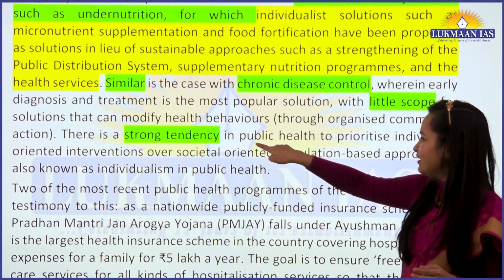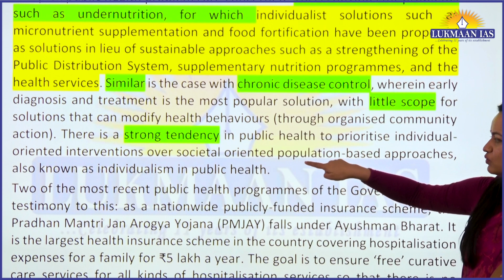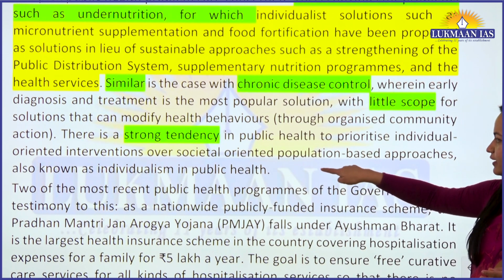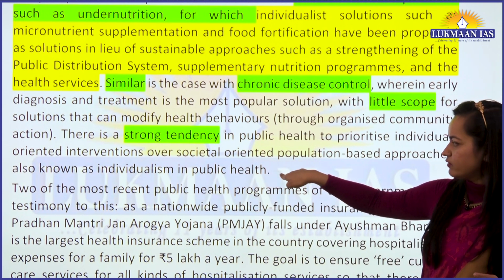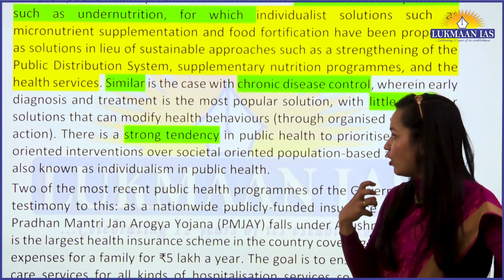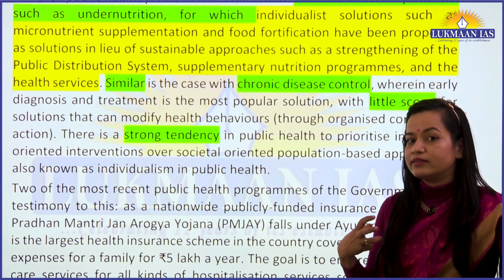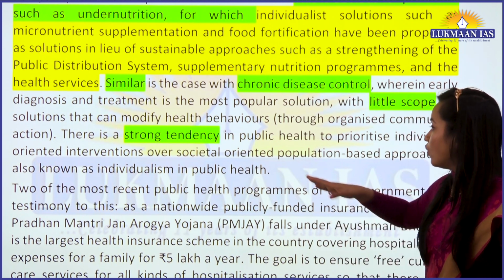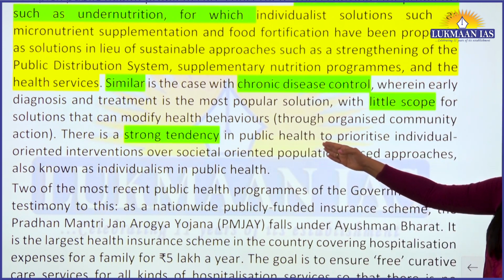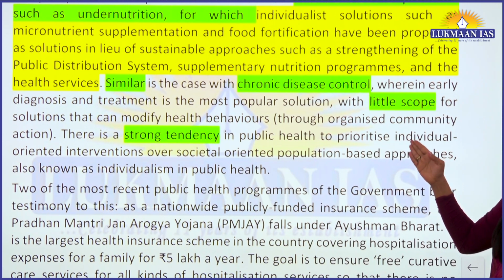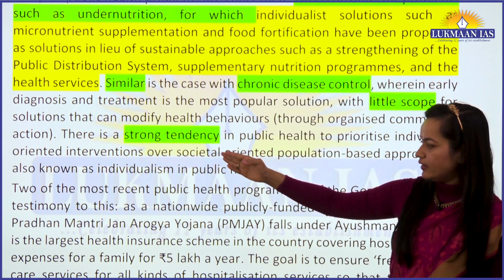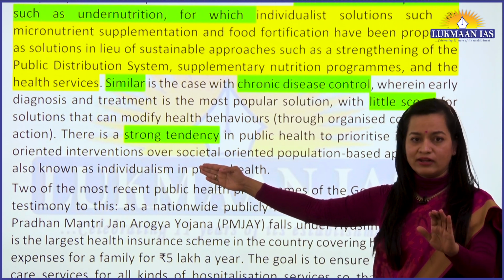There is a strong tendency in public health to prioritize individual-oriented interventions over societal-oriented population-based approaches, also known as individualism in public health. So strong tendency means they tend to. It doesn't say always. If there is a question which says public health always prioritizes individual-oriented interventions, we can't choose that.